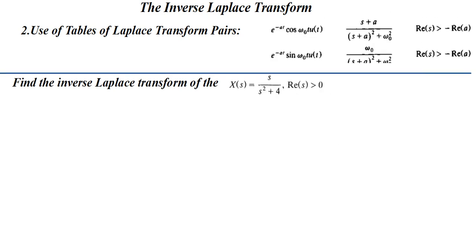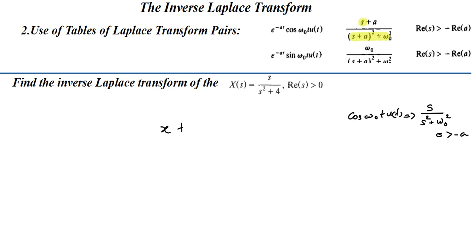Now we'll move to the next question. It's simply s by s square plus 4. If you compare with the standard result, it is in the form s by something. If you simply put a equal to 0, the result becomes cos omega 0 t into u of t. It can be written as s by s plus a, sorry, a is 0, so s square plus omega 0 square, and the ROC is sigma greater than minus a. If you compare these two equations, you can write the result like this.